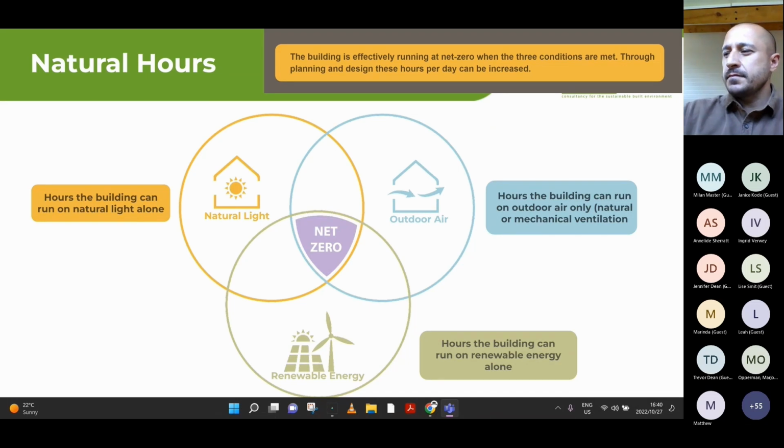Thanks, Chilu. There's a question in the chat box from Matthew. How cost effective are heat recovery ventilators?